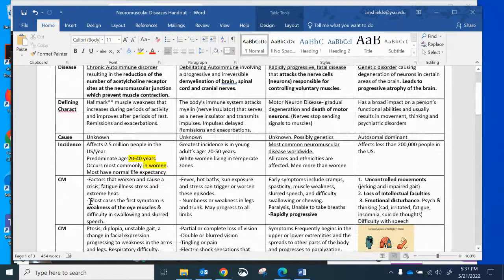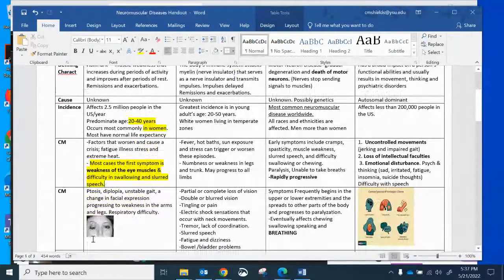Here's something important. This is a classic certification question. In most cases, the first symptom is weakness of the eye muscles, difficulty in swallowing, and slurred speech. Here's what we see: ptosis, diplopia, unstable gait, a change in facial expression, progressing to weakness in the arms and the legs, which could progress into respiratory difficulty. But generally, our first presentation is this weakness of the eye muscle and a relaxed side of the face.